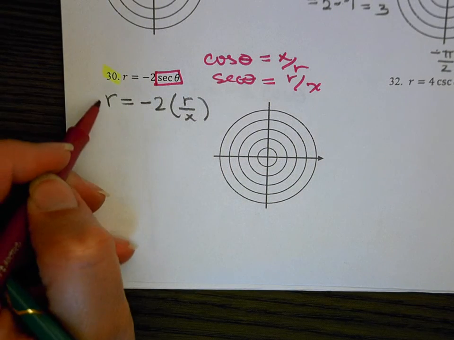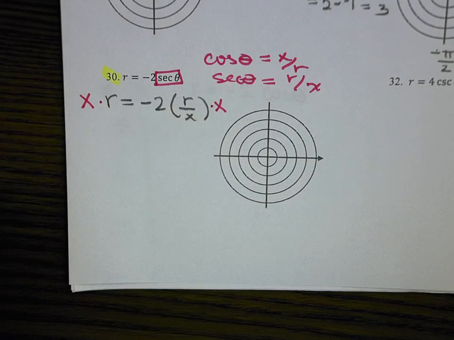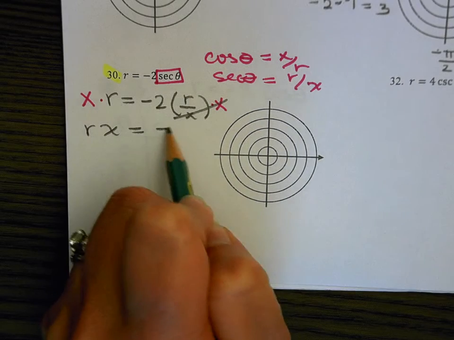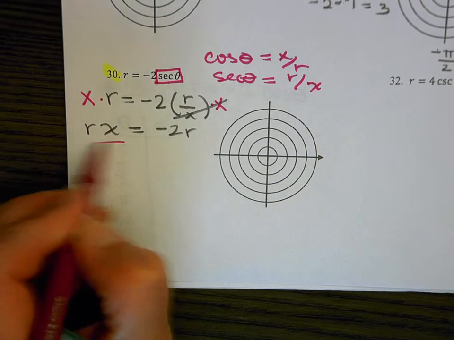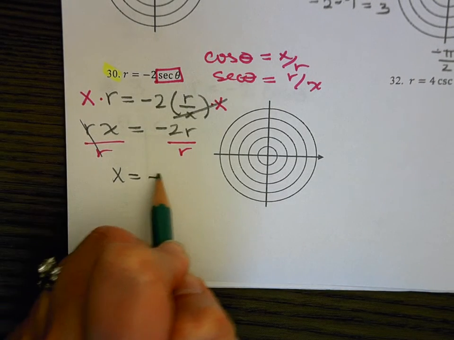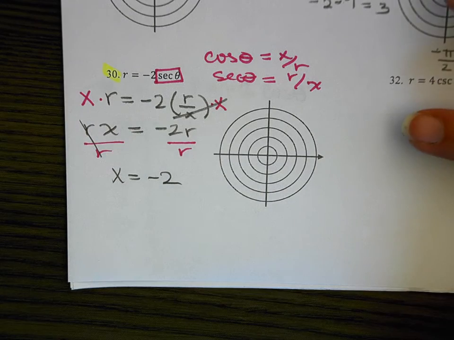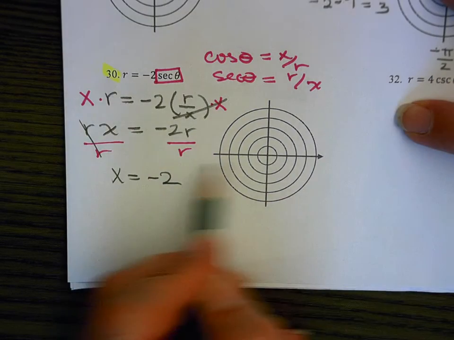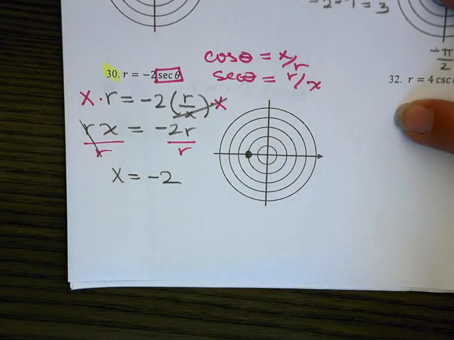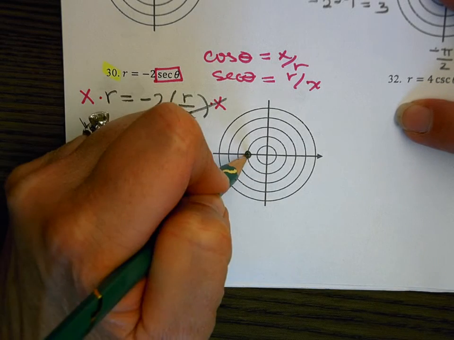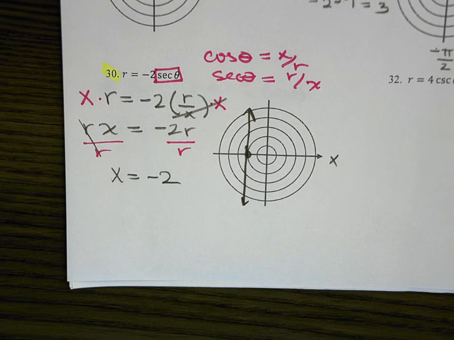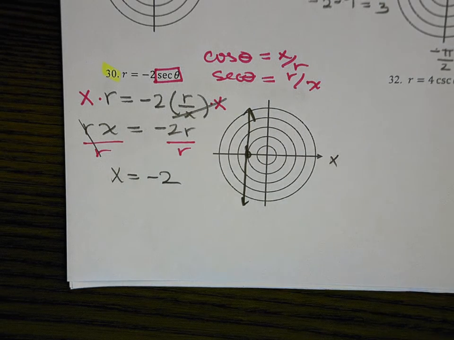And then I'm going to clear my fractions by multiplying both sides by x. And then solve, so I'm going to divide both sides by r. So then I know I have x equals -2, so on the horizontal axis, I'm going to go out -2, so go left. And then just draw my vertical line that passes through that x value. Okay? All right, and that's it for the homework help video.